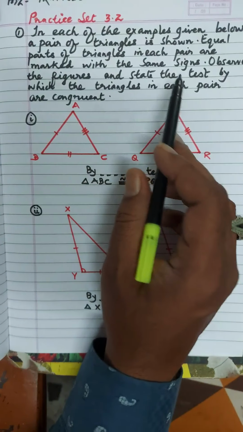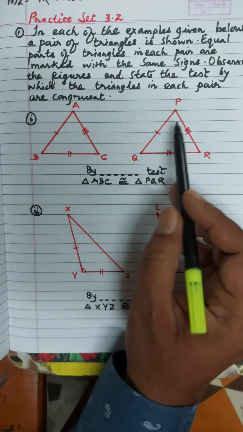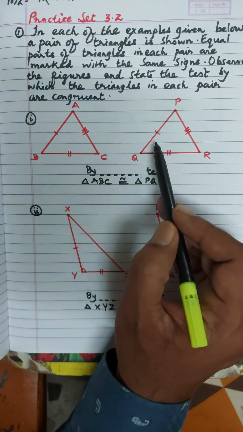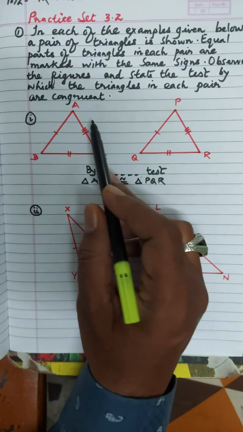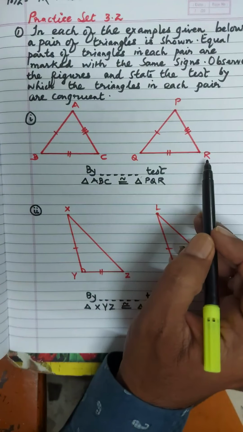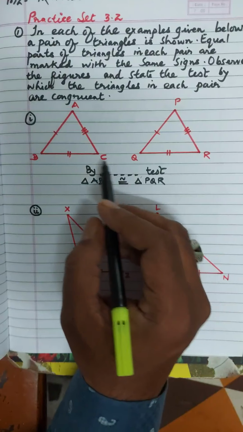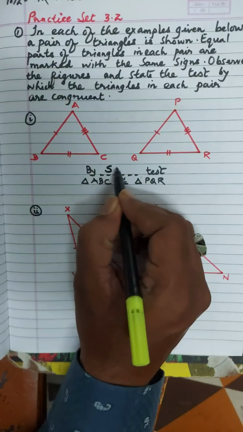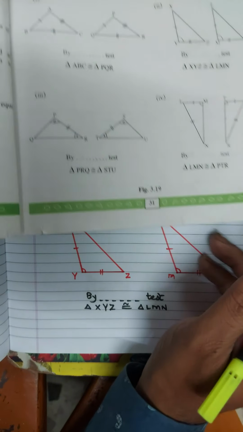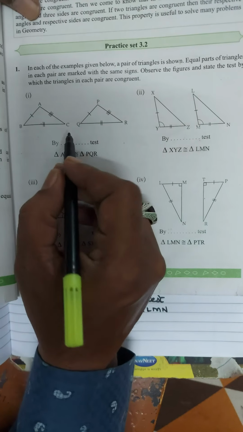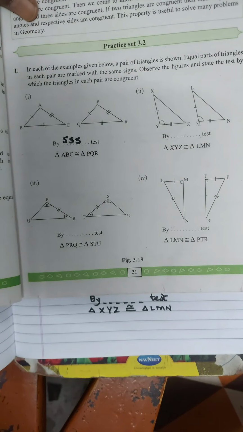So let's check out the notebook, and you have to prepare the presentation also in this case. So in the first example, triangle ABC and triangle PQR. See, AB corresponds to PQ because of the identical sign here. BC corresponds to QR, again because of the two identical signs, and AC corresponds to PR because of their identical sign. So triangle ABC and triangle PQR are congruent by which test? By the side side side test, that is, the SSS test. So we can also write the SSS test here. Okay, it's very simple and very easy to understand.